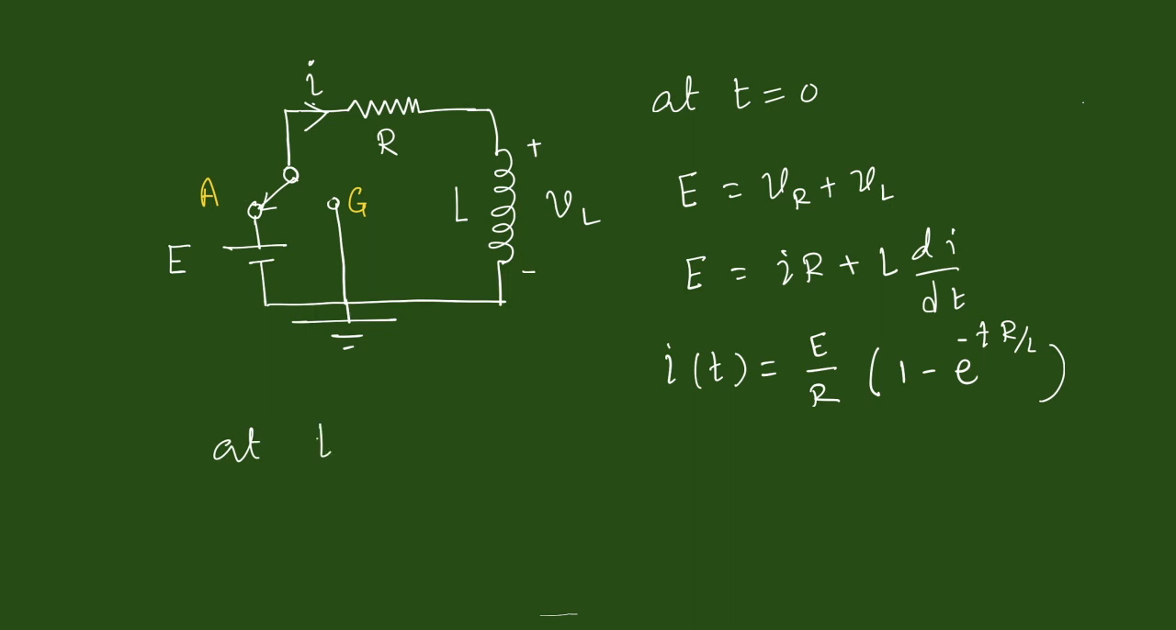At time t, which is much greater than L upon R, current in the circuit will be equal to E upon R. That means current will take a maximum value of E upon R, and once it has reached this value, current will not change but it will remain stationary. As the current does not change beyond this value, now di by dt becomes 0, and so VL will become 0 as VL is given as L into di by dt.